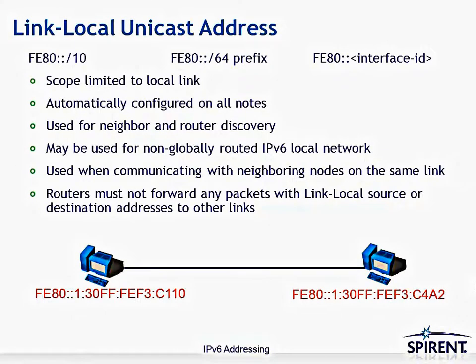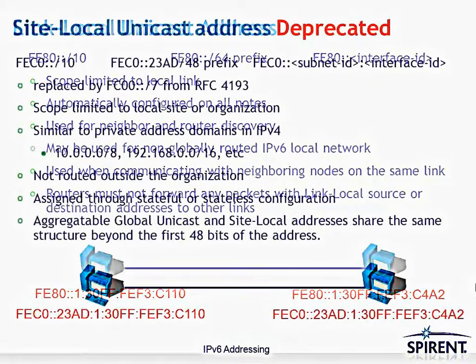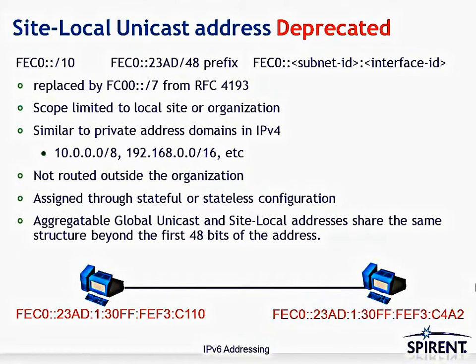And finally, it's used when we want to make sure that packets are not forwarded any farther than the local link. So if routers see this, they'll just drop the packets, unless it's destined for them. Originally, there was a site local unicast address, which has since been deprecated. The idea was to create an address similar to the private IP addresses in IPv4. But since it's been deprecated, I won't discuss it here. Rather, let's move on to the next type of address.